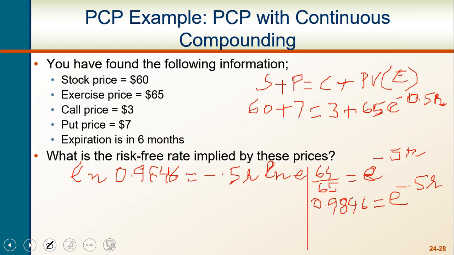I'm using the Texas Instruments BA II Plus financial calculator, and I am computing the natural log of 0.9846 as follows. I'm typing in 0.9846, and once I see that on my display, I go to the first column of my keys, and in the first column I see a key which says LN. I press that, and my calculator returns a value equal to minus 0.0155.